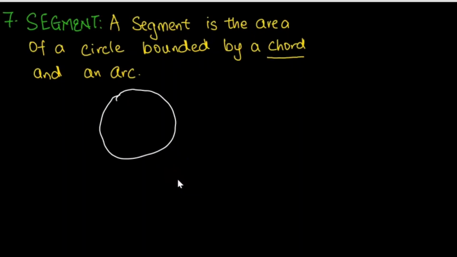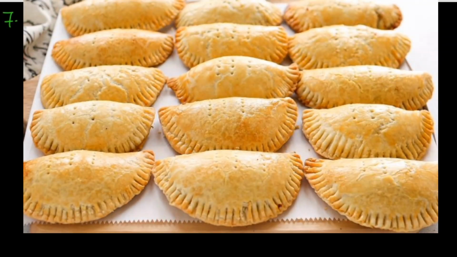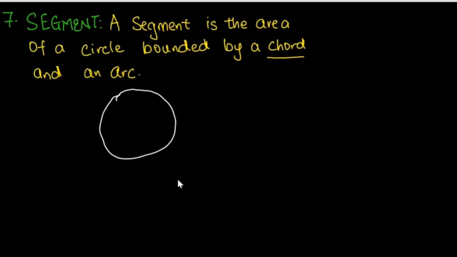So the next part is a segment. So whenever you think of a segment, think of a meat pie or a mixed pie. So what is a segment? A segment is the area of a circle that is bounded by a chord. Again, what is a chord? A chord, like we rightly defined, is a straight line that passes from one point of the circumference to another point of the circumference without passing through the center. So a segment is formed or bounded by a chord and an arc.